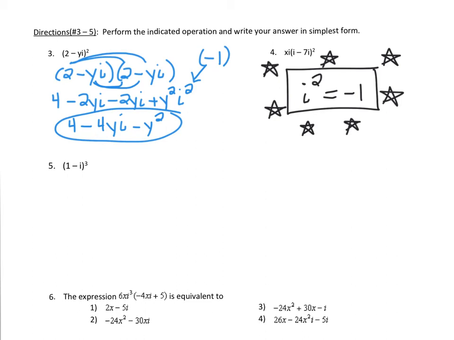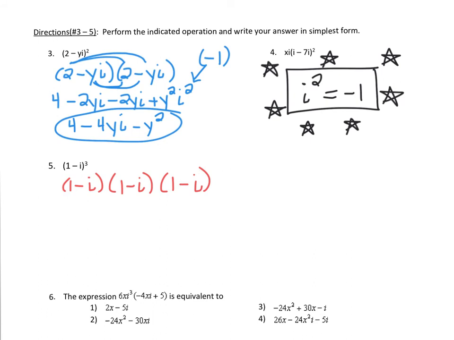All right, so let's see how you did. We know that if it's being raised to the 3rd power, we're going to have 3 of these parentheses. So I'm going to write it out 3 times. It doesn't matter where you start, but I'm going to multiply together the first 2 parentheses, get an answer, and then multiply that answer by the 3rd parenthesis.